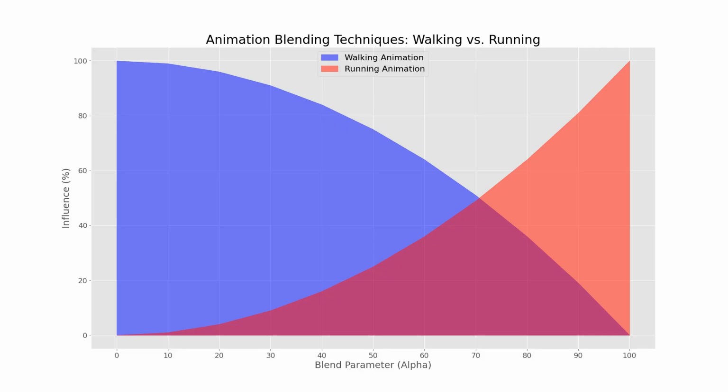Finally, you'll see the legend, grid lines, and ticks at 10-unit intervals provide precise readout points, making it easier to evaluate specific alpha values and their corresponding influence percentages when fine-tuning blend behavior.